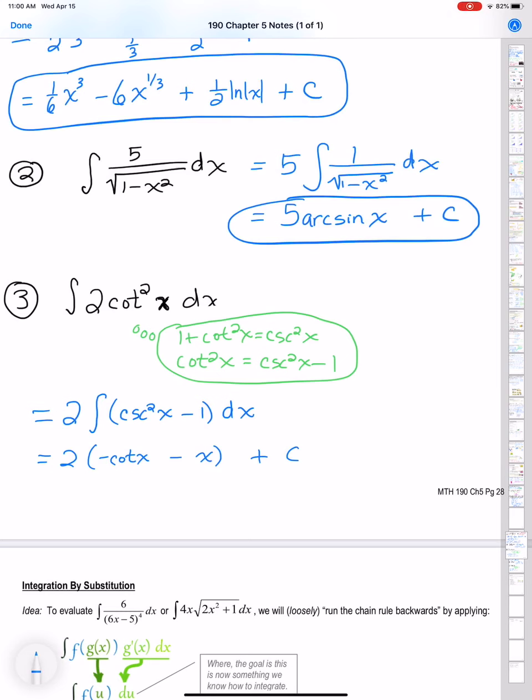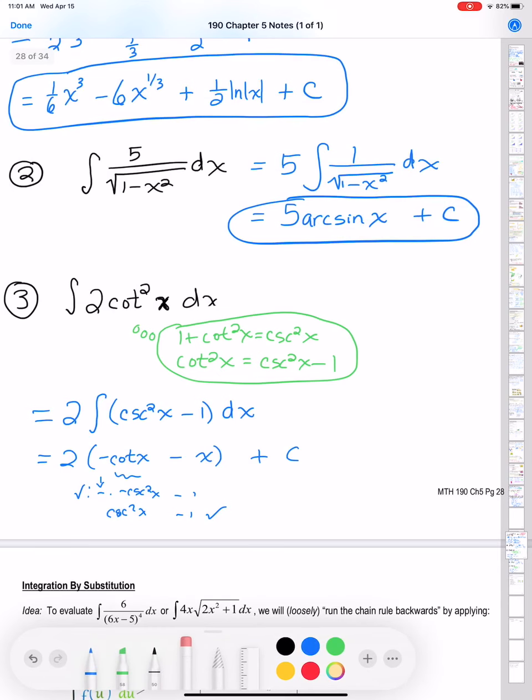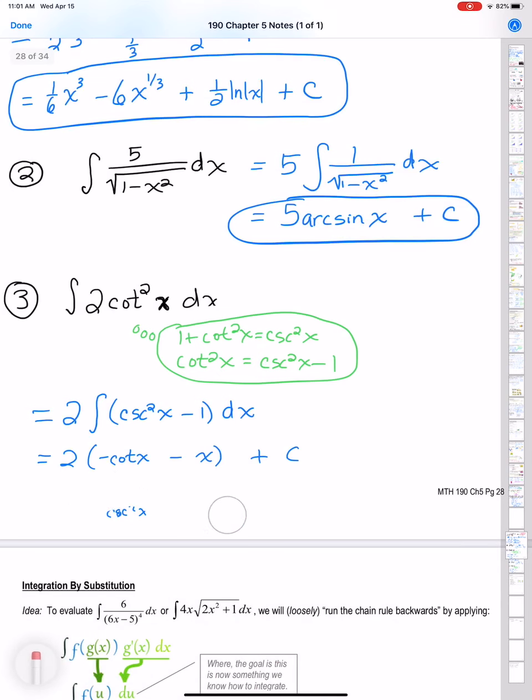Remember, with these, you can always check. Maybe I'm not referencing the formulas, and maybe I've forgotten whether the negative is there or not. Well, check it out if you know your derivatives in a solid way. The derivative of cotangent, I know, is negative cosecant squared, and then times that negative, yep, that looks good, because now I get back to positive cosecant squared, and the derivative of minus x is minus 1. So you can always be checking these, if you're confident in your derivative knowledge.